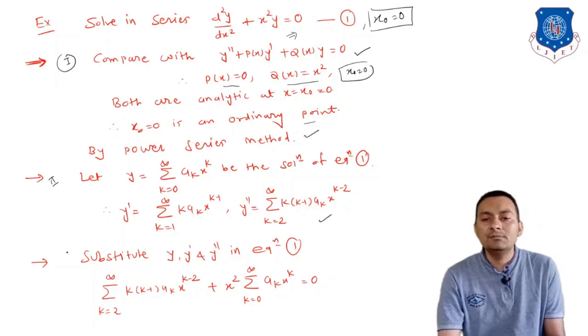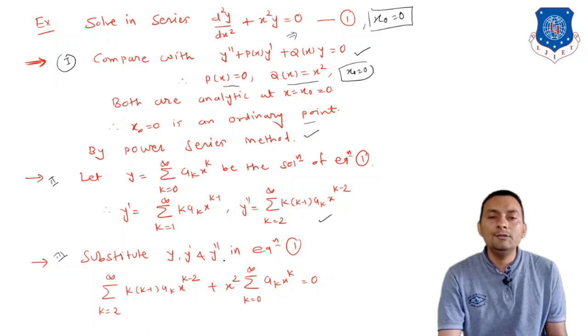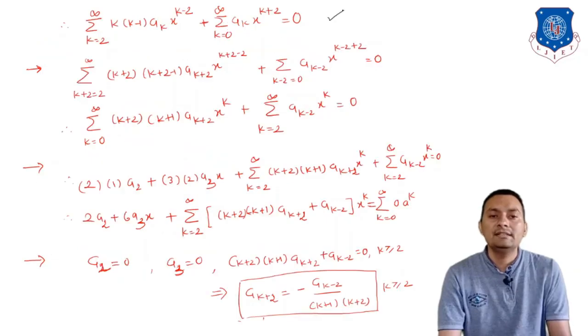Then in step number 3, we substitute all these values of y dash and y double dash in equation number 1, and after putting them we get this. In the next step we consider x square, so this will be the summation of ak x raised to k plus 2, summation starting from 0 to infinity, which we have written over here.